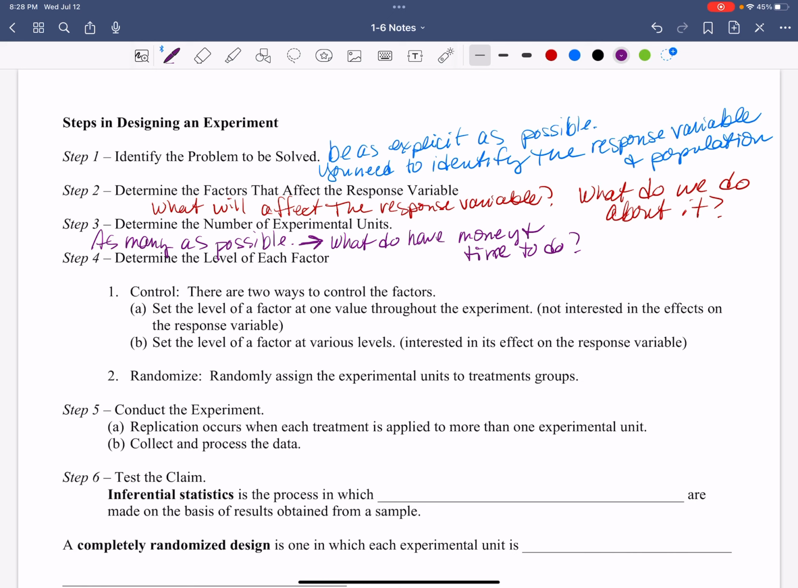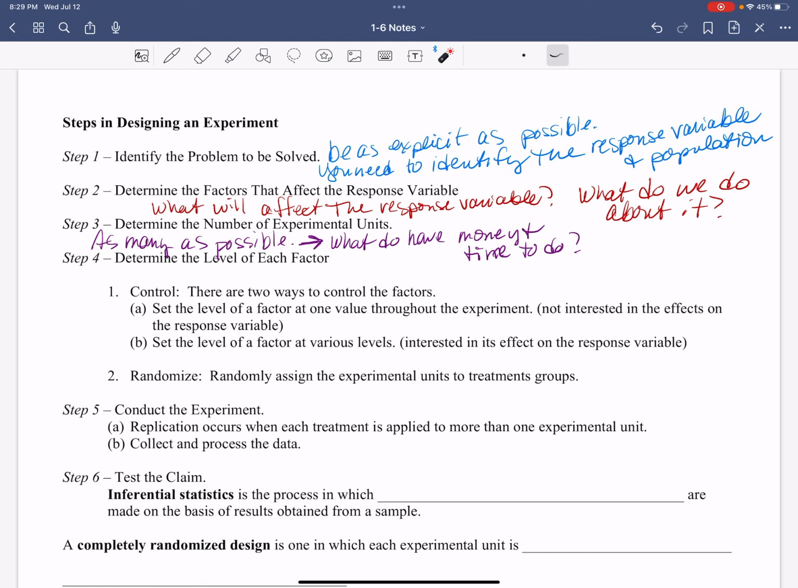And then determine the level of each factor. So if we're looking at this, then we want to say there is a control. There are two ways to control these factors. All right. There's two ways to determine the level of factors, control and randomize. And within control, there are two ways to control. You want to set the level of a factor at one value throughout the experiment if you're not interested in the effects on the response, or set the level of the factor at various levels if you're interested in effects on the response variable.